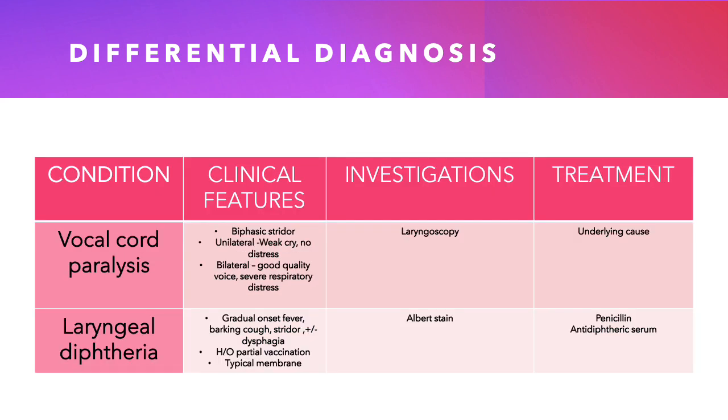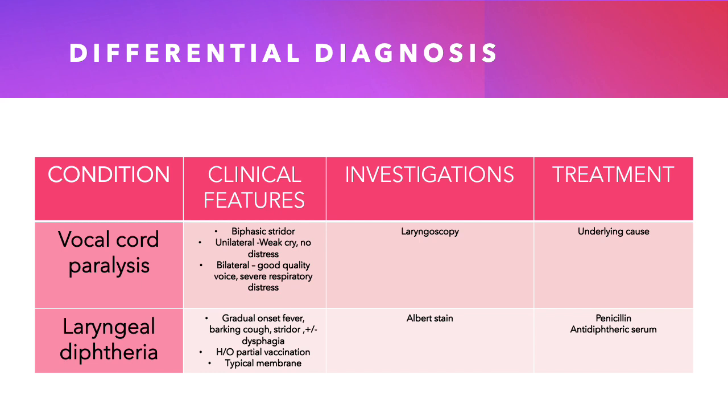Vocal cord paralysis can also present as stridor. The stridor in case of vocal cord paralysis will be biphasic. In case of unilateral vocal cord paralysis, the cry or the voice of the child will be weak and there will be no respiratory distress. In case of bilateral vocal cord paralysis, the quality of voice of the child will be good, but there will be severe respiratory distress.